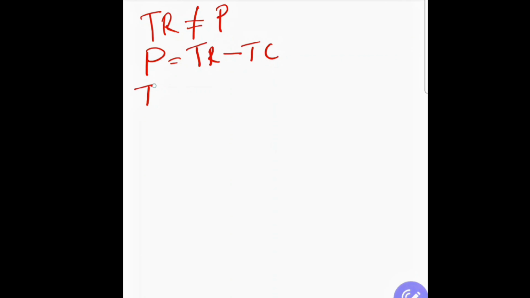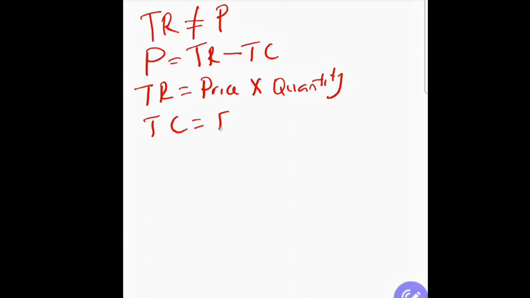Our total revenue is the selling price multiplied by quantity. And our total cost is fixed cost plus variable cost. You need to understand all of these elements to help you understand the break-even analysis.